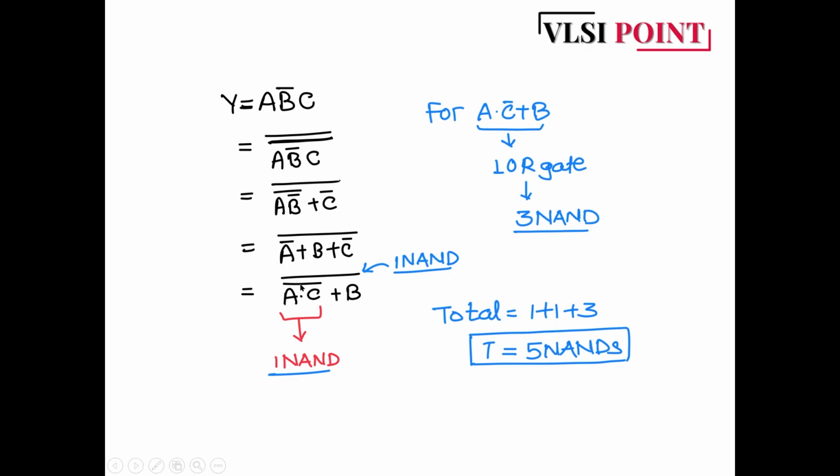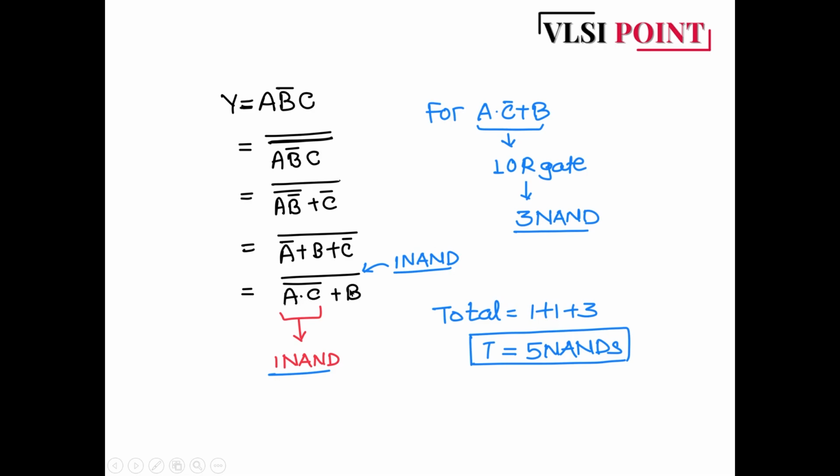For A into C whole bar we require one NAND gate. The second NAND gate is for the bar we are taking. Now for A into C bar plus B, we require one OR gate, right? To simplify, just consider A into C whole bar as a variable Q. So Q plus B whole bar is nothing but the NOR gate, but if you consider Q plus B, it is an OR gate.